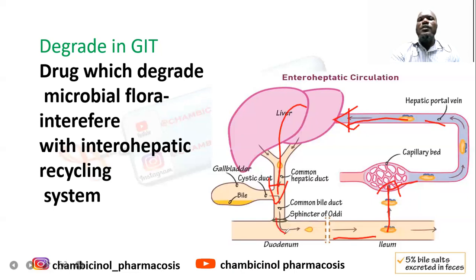So once it reaches the duodenum, then it will go into the small intestine, where there is bacteria which has a tendency to cause deconjugation. And so this enterohepatic recycling system will not occur when the bacteria present in the small intestine, which are responsible for the deconjugation, have been degraded by some drugs, especially broad-spectrum antibiotics, for example, chloramphenicol or tetracycline.